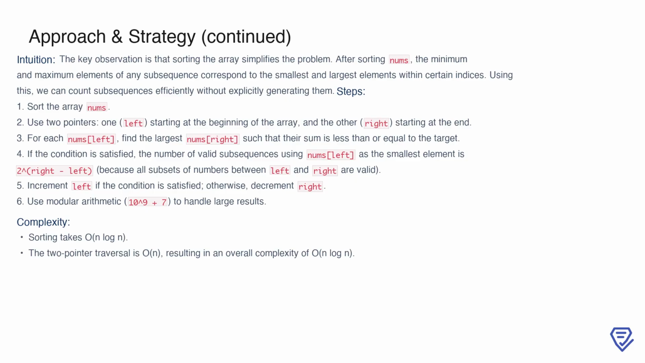If the condition holds, we increment left to explore the next smallest element. If it doesn't, we decrement right to narrow the range. To manage large results, modular arithmetic with 10^9 + 7 is used. This method combines sorting, which has a complexity of O(n log n), with a two-pointer traversal of O(n), resulting in an overall time complexity of O(n log n).